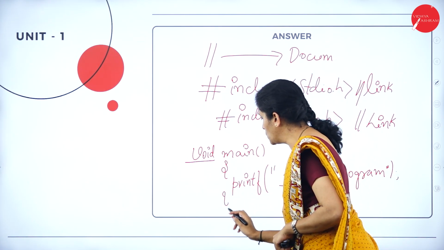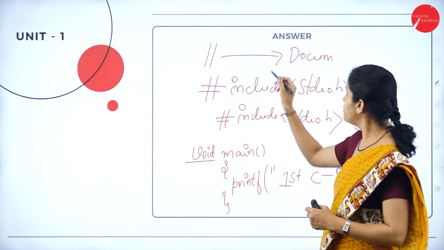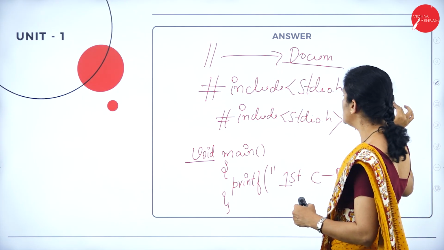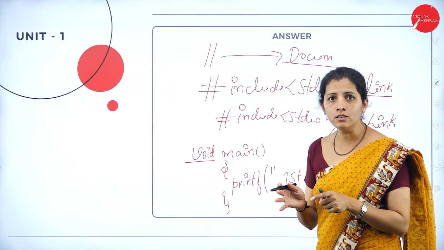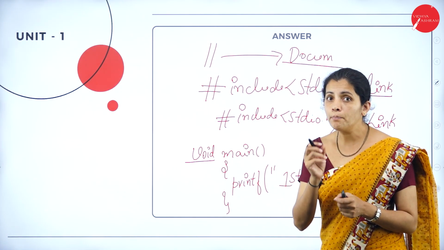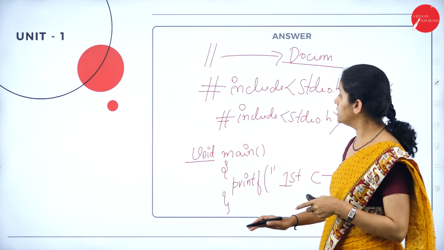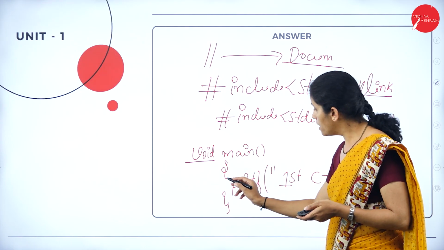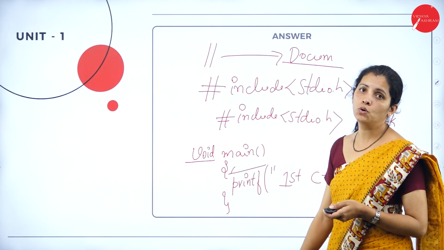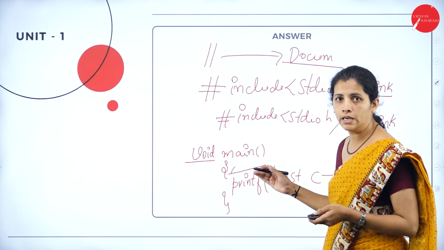Then close. Okay, fine. What is the structure of a C program? First one, documentation, link, definition, global variables, then subroutine declaration, that's nothing but the function prototype, then the main program. Inside this, I am going to have the local variable and I am going to have a set of statements.